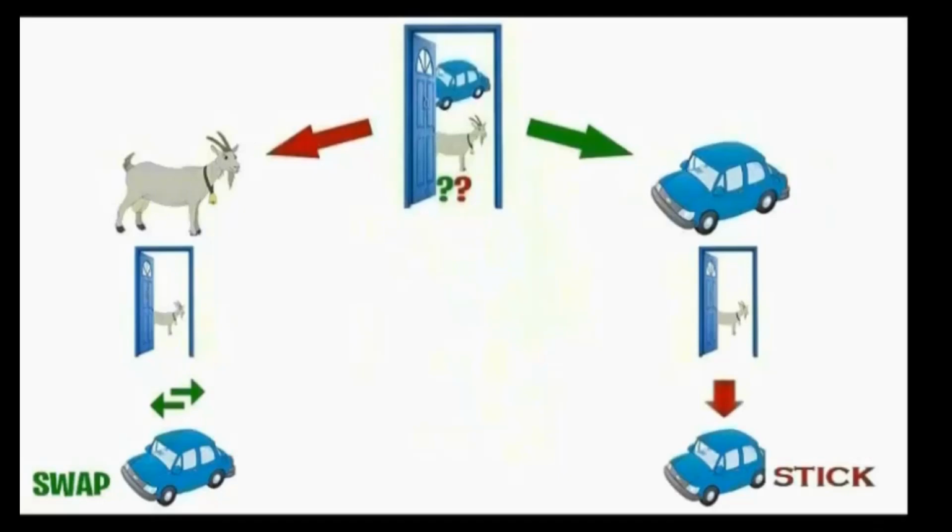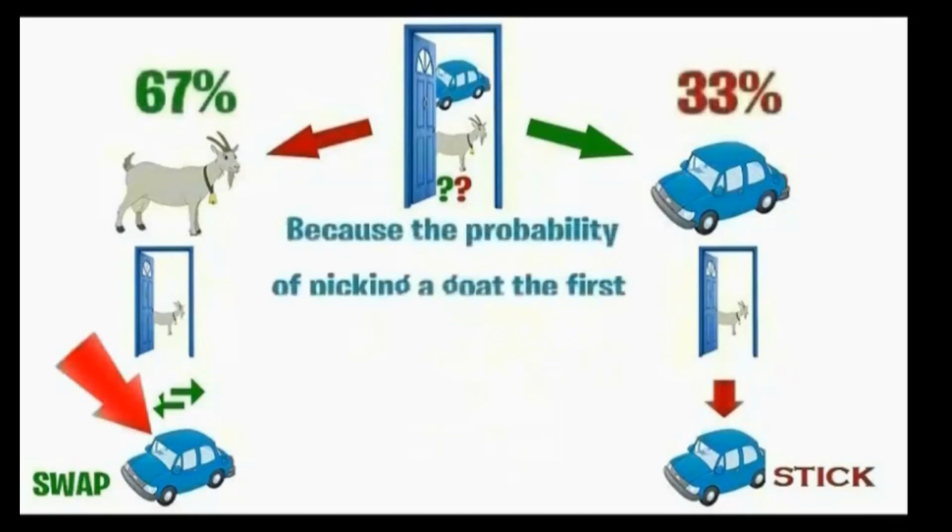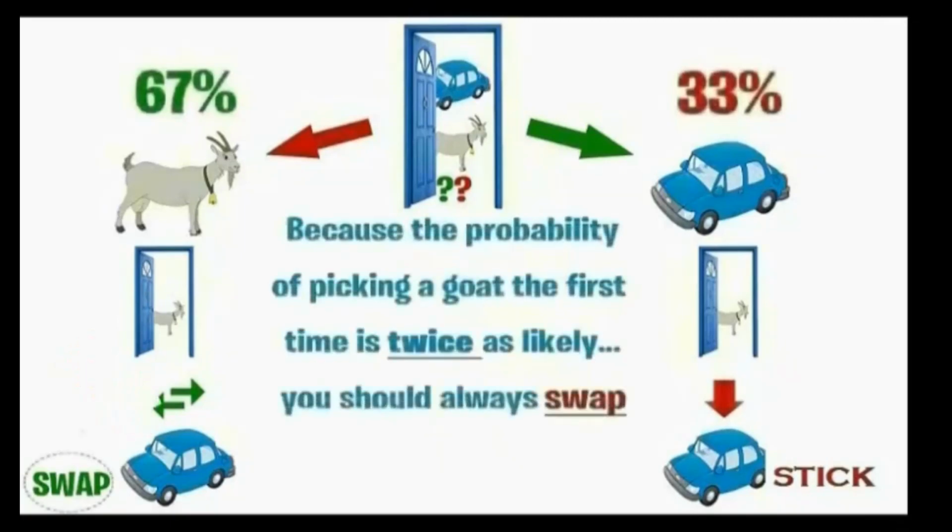Of course, if you know which one you picked, it's very easy. If it turned out to be a goat, you would swap. If it turned out to be a car, you would stay. But of course, you don't know that. But there is a 67% probability that you would pick a goat and only a 33% probability that you would pick the car. Therefore, because the probability of picking a goat the first time is twice as likely, you should swap.